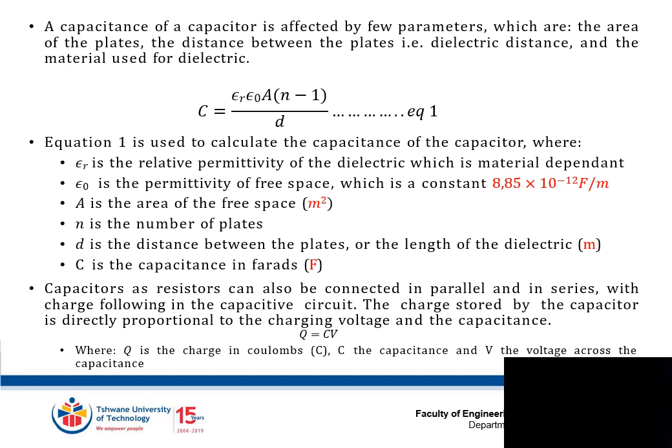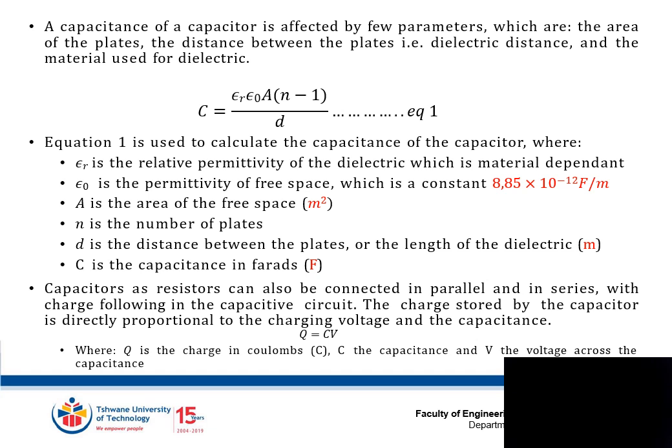That's where the ε0 and the εr come in. ε0 is the permittivity of free space, which is a constant, 8.85 times 10 to the power minus 12 farads per meter. And then εr is the relative permittivity of the dielectric, which is material dependent. So it depends on which material you use. You'll always be given what type of material is used and what is the relative permittivity of that material.